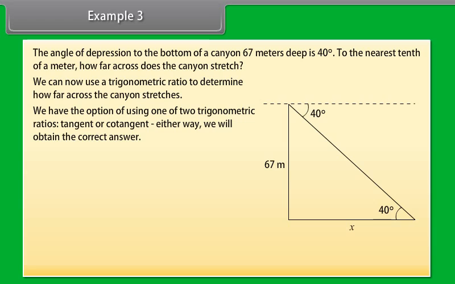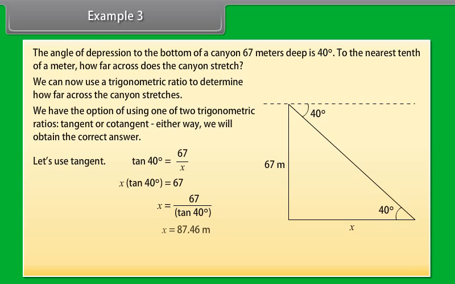Example 3. The angle of depression to the bottom of a canyon 67 meters deep is 40 degrees. To the nearest tenth of a meter, how far across does the canyon stretch? Again, start by drawing a diagram. Remember, the angle is 40 degrees from the horizontal. We can now use a trigonometric ratio to determine how far the canyon stretches.